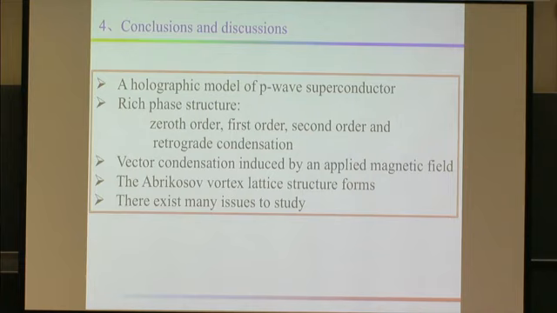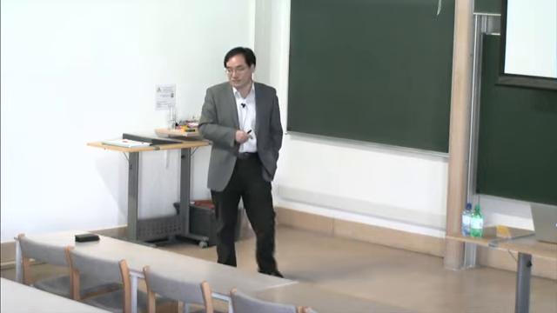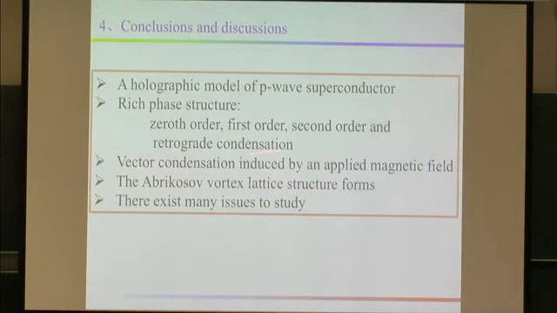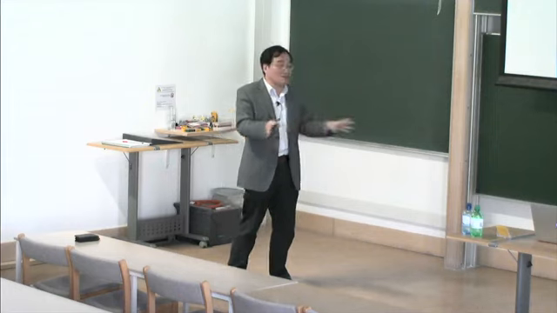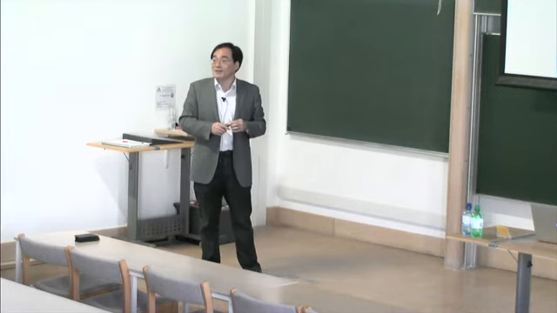And also, the vector condensation could be induced by applied magnetic fields. This is mainly due to there being no minimal coupling between the vector and the background gauge fields. And in this kind of model, the Abrikosov vortex lattice structure forms in the plane perpendicular to the magnetic fields. Actually, this is just the initial stage of the model. There is a lot of work to do to discuss the various properties of this model. Okay, thank you very much.